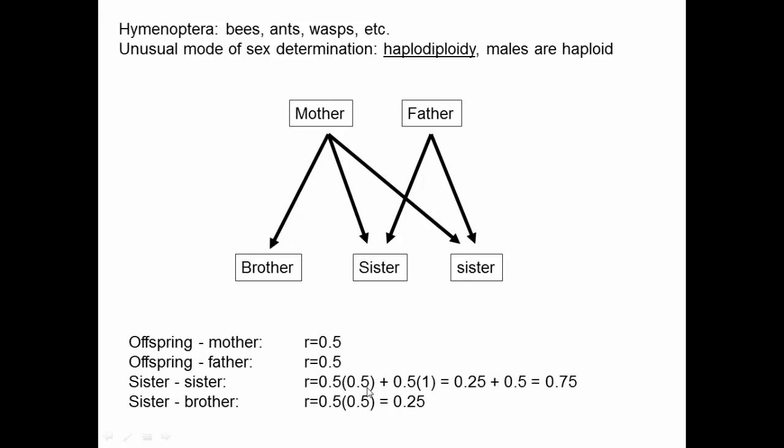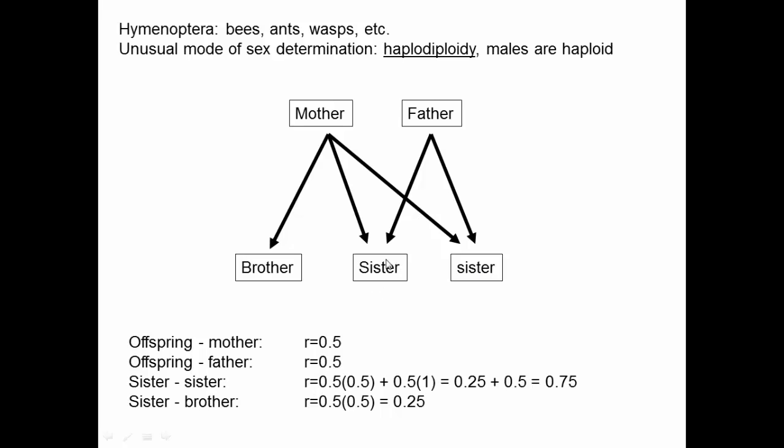That's this first term here. If that allele is in the sister, there's a 50% chance it's from the father. But if it's in the father, he's haploid, so there's a 100% chance that it is also in this sister. So that's the 0.5 times the 1. Then when we add these terms, we get 0.75. An allele in this individual, there's a 75% chance that it's in this individual.